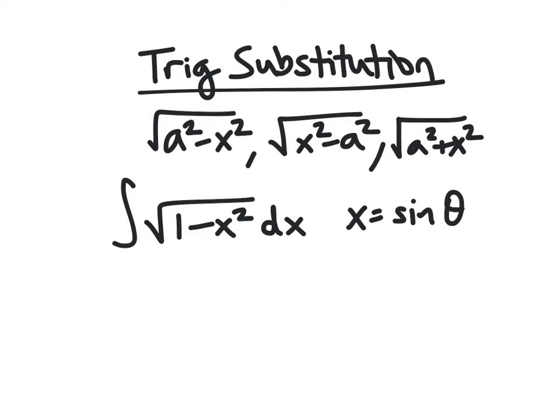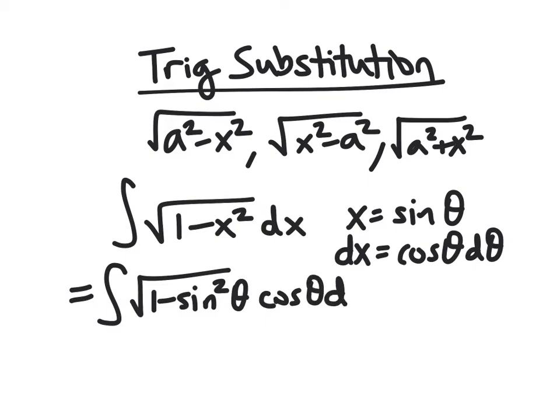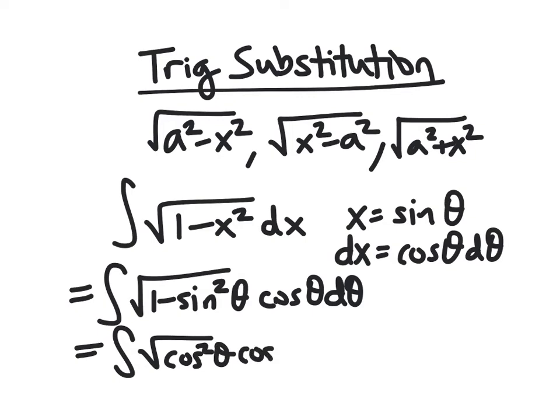In that case, we're going to change this into an integral only in the variable theta. So we should figure out what dx is. Well, the derivative of sine is cosine, so we get cosine theta d theta. Let's rewrite this. With this new variable, this is the square root of 1 minus sine squared theta, cosine theta d theta. But of course, we know that 1 minus sine squared is equal to cosine squared, and since it's under the square root, that is just cosine.